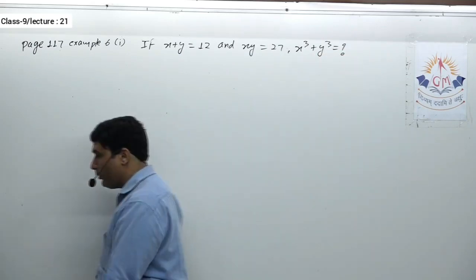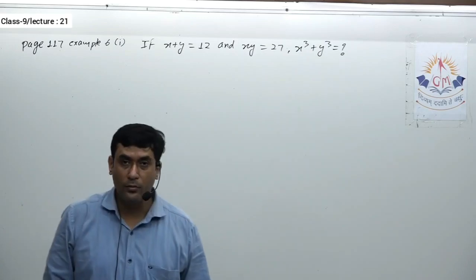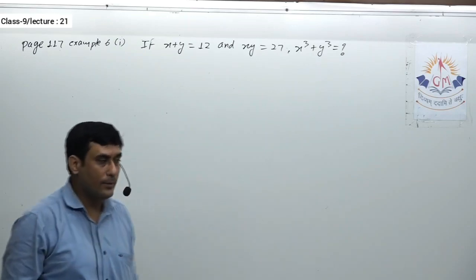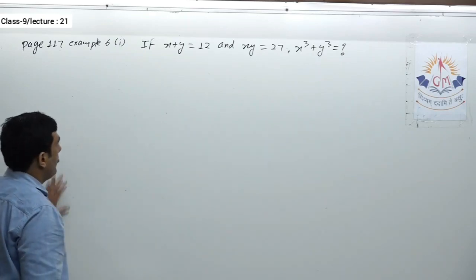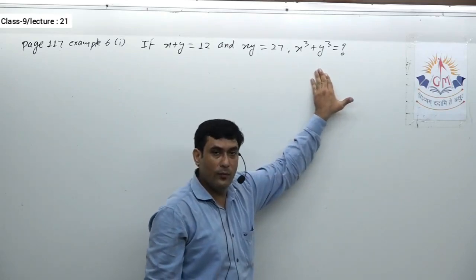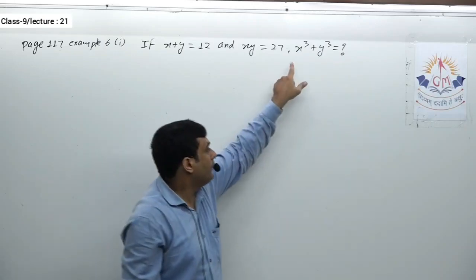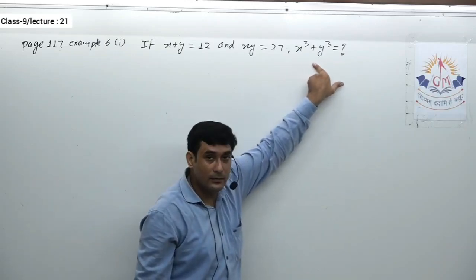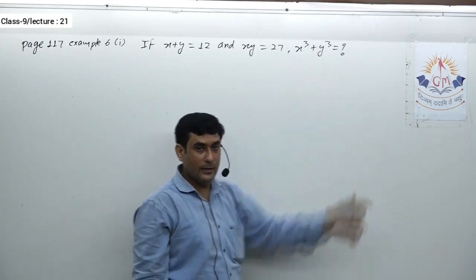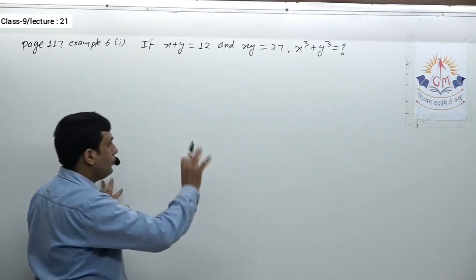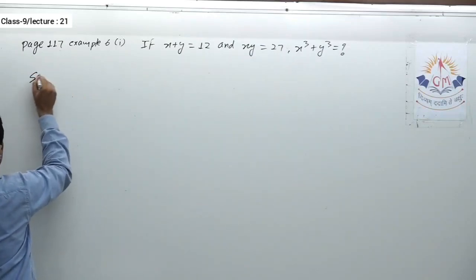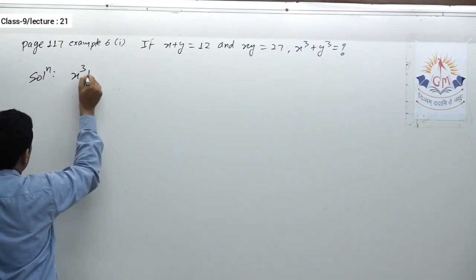Now there are two ways to solve this. First we will see how to solve this for the subjective part, and then we will see how to solve this for objective, that is for MCQ, true false, fill in the blanks and all. So x plus y equal to 12, xy equal to 27, and we need to find the value of x cube plus y cube. The very first thing that should come to your mind is that they are asking for the value of x cube plus y cube, so you must know the identity of x cube plus y cube, that is a cube plus b cube. First write that identity and then check what you have to do next. So let us see its solution. We have x cube plus y cube.